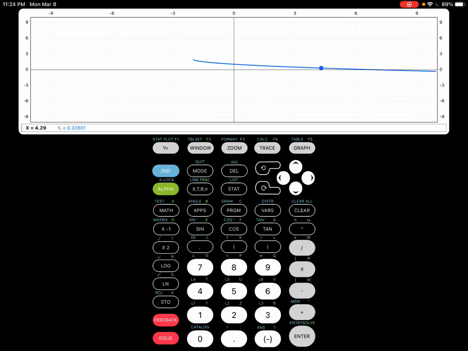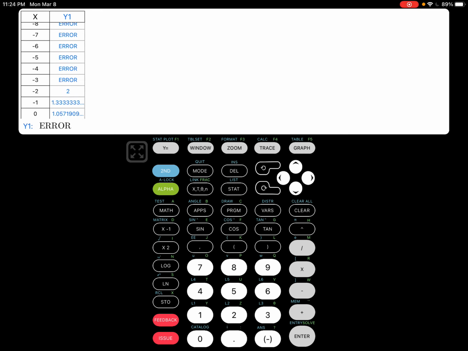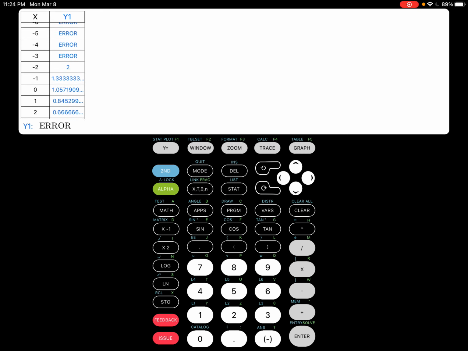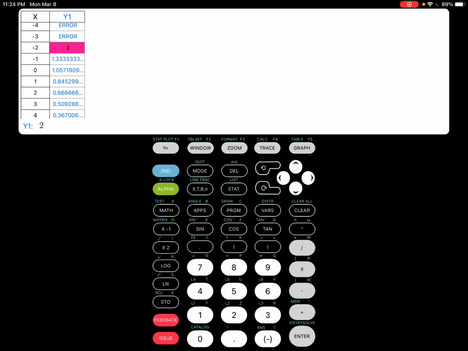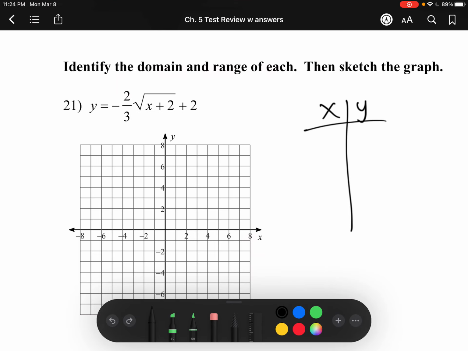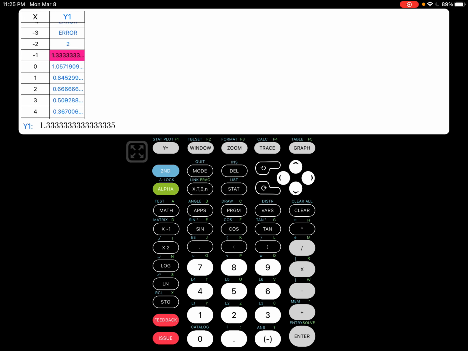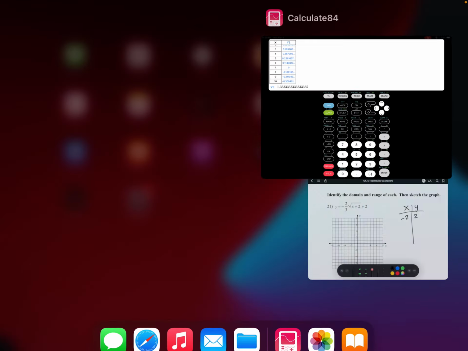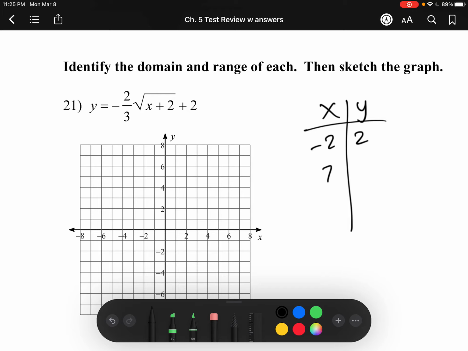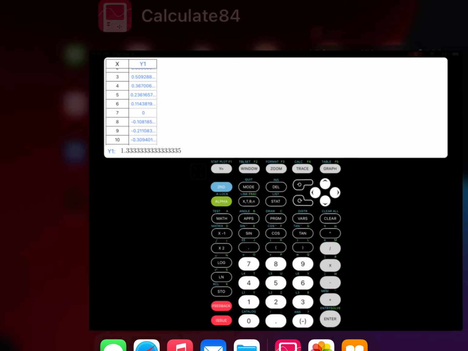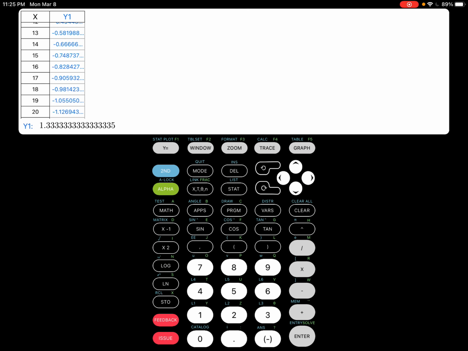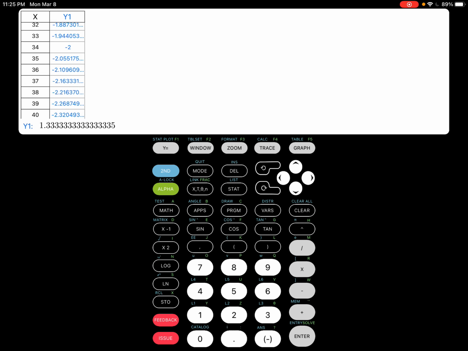So you can look at the graph. This is what the graph is going to look like. Or you can click second and graph, and that's going to bring you to your XY table. And you're going to look at all your whole numbers. So my first whole number is negative 2, 2. Then after that, I'm going to scroll down. I have 7, 0. And the next whole number is not for a while, not all the way until 34.